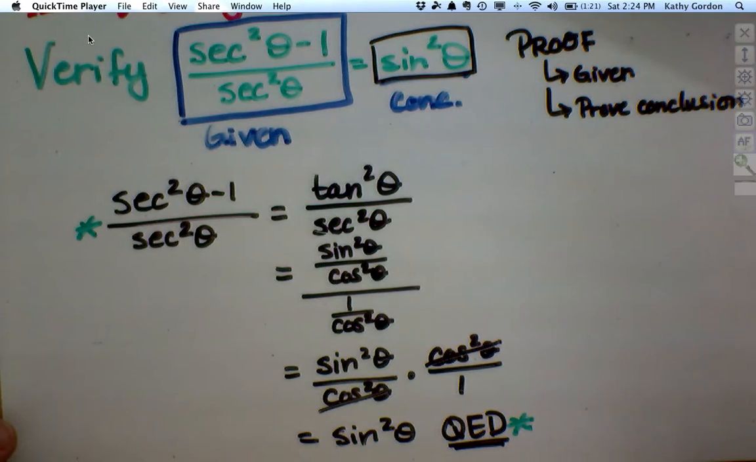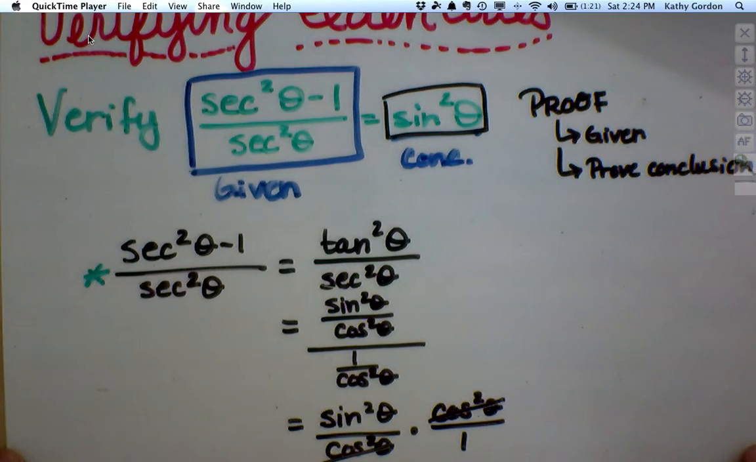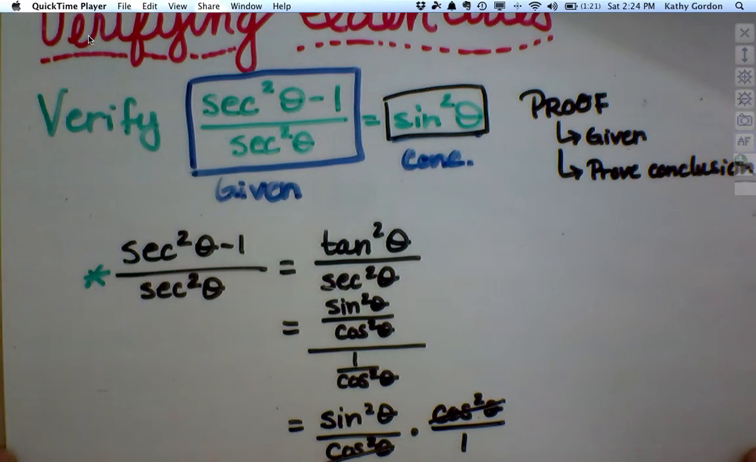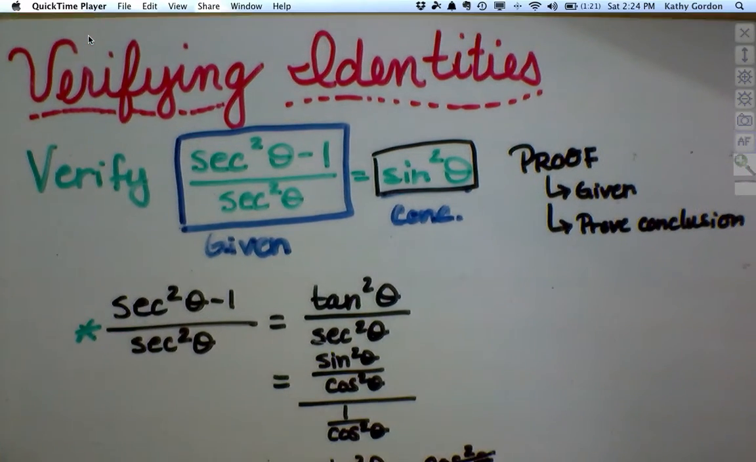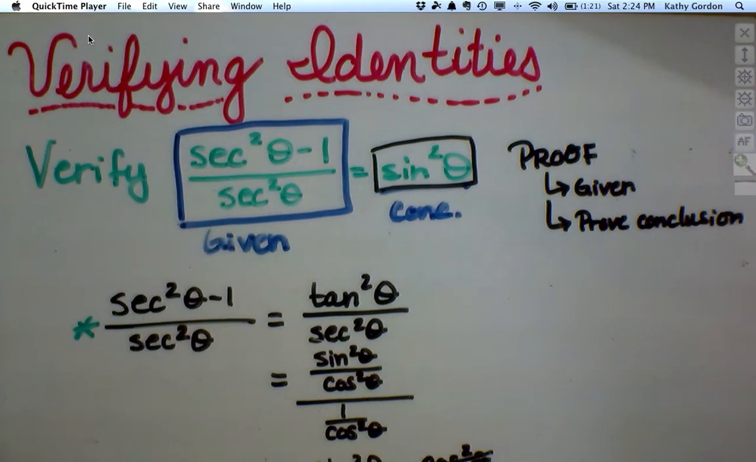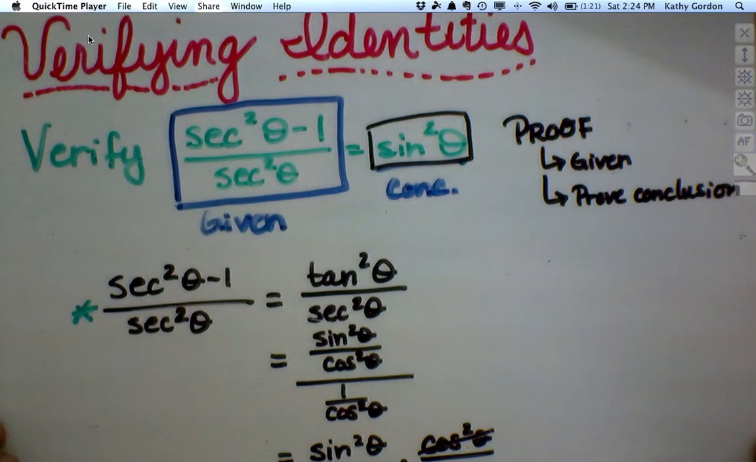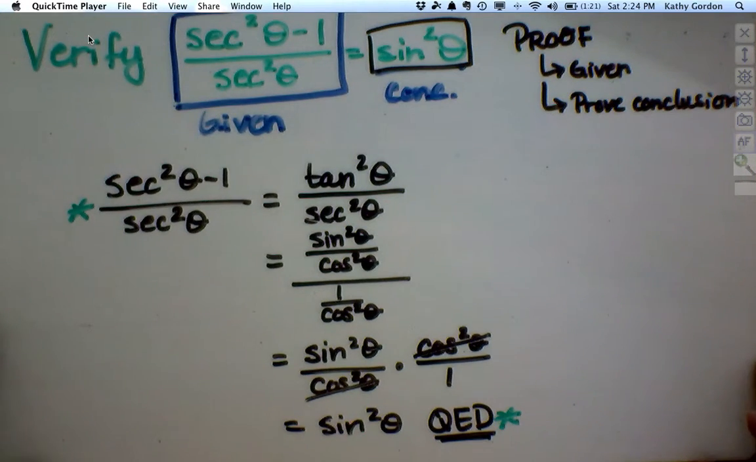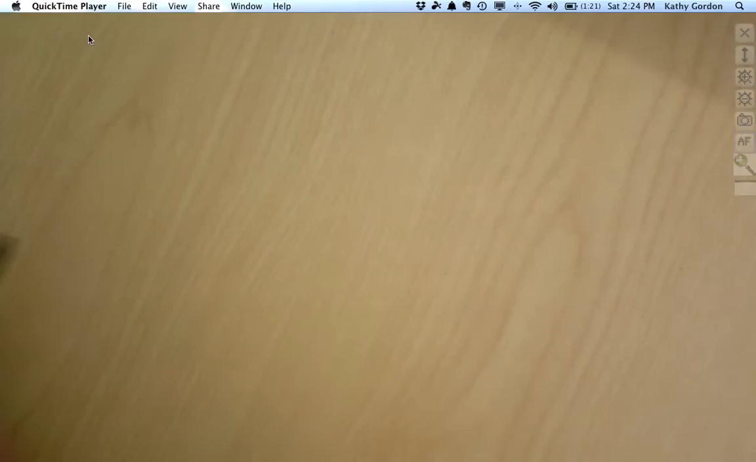Okay? Now, one of the benefits for some people and one of the disadvantages for other people when we talk about verifying identities is that there is oftentimes more than one way to get from our given to our conclusion. So this was one possibility that we could have done, but let me show you a second possibility of how this could have worked out.